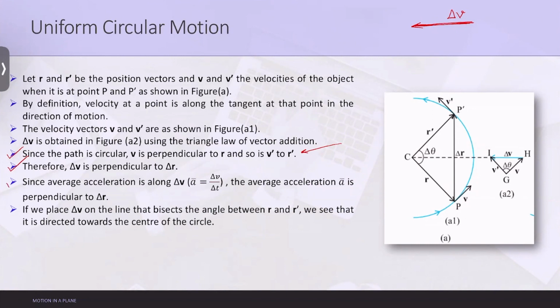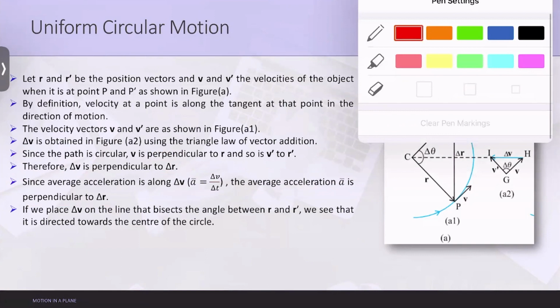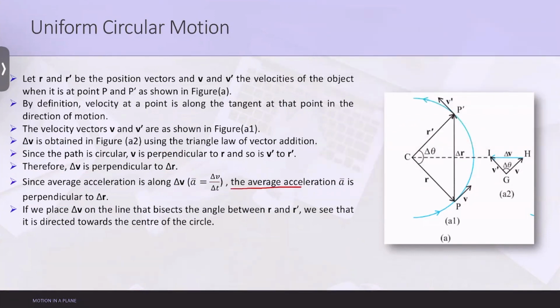Now, since average acceleration is along delta v, you know why? Because a bar is equal to delta v by delta t. Because delta t is a scalar, the vector a bar will be some multiplication factor of delta v, that is 1 upon delta t into delta v bar. So only the direction will be the same, only the magnitude will change. That is why the average acceleration is along delta v. And because delta v is perpendicular to delta r, the average acceleration is also perpendicular to delta r. I hope this line is clear to you. So the final summary is that the average acceleration a bar is perpendicular to delta r.